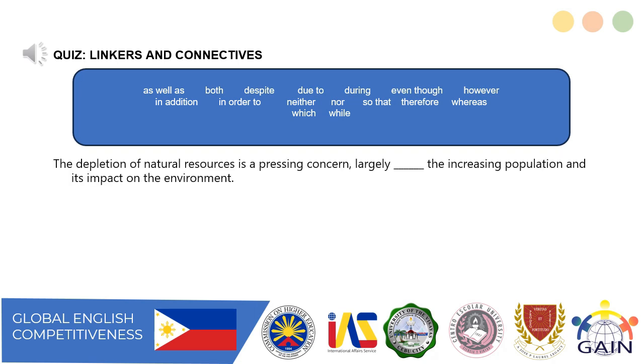And finally, the depletion of natural resources is a present concern, largely blank the increasing population and its impact on the environment. Which linker must we use for this context? It must be due to. This linker effectively indicates the cause or reason behind the present concern of natural resource depletion.